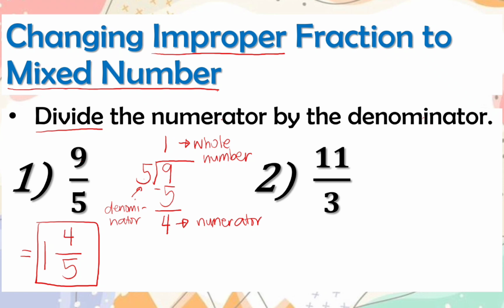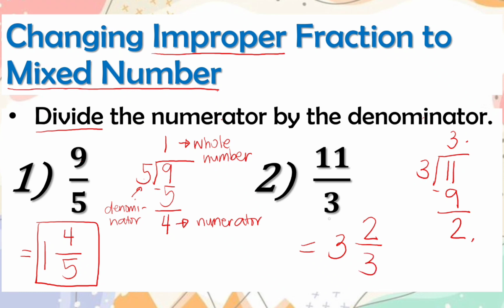Example number 2, we have here 11 over 3. So, again, we will use long division. So, sa loob, we'll have 11. Sa labas ay 3. 11 divided by 3, that is 3. 3 times 3 is 9. 11 minus 9 is 2. So, let us write now our mixed number for this improper fraction. So, our whole number is yung nasa taas, which is 3. Our numerator, yung number sa baba, which is 2. And then, our denominator is 3. So, ang sagot po dito sa 11 over 3 is 3 and 2/3.